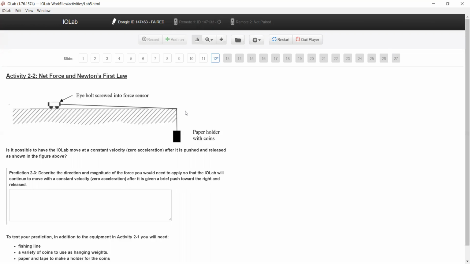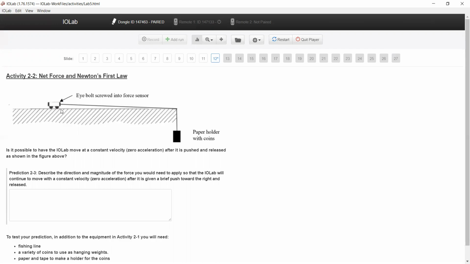Okay, we are moving in the positive direction. For instance, if we give a push from here, if we do not have this thing, the IOLab, it's going to slow down. We already saw that, because of the friction. So we need to give a force. We have to make the net force applied during the motion zero.